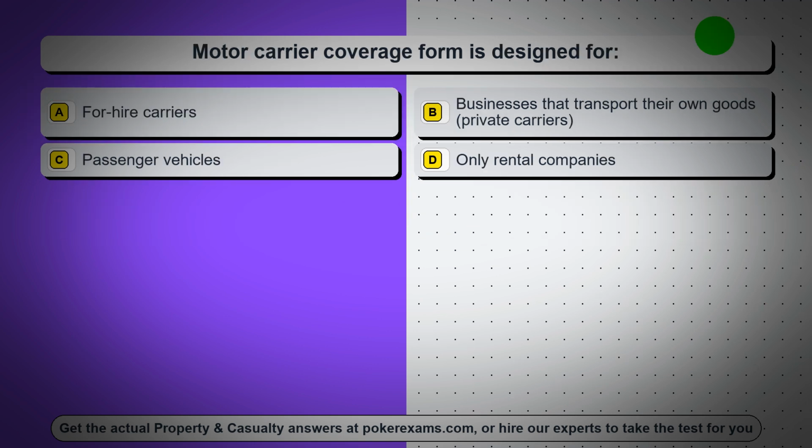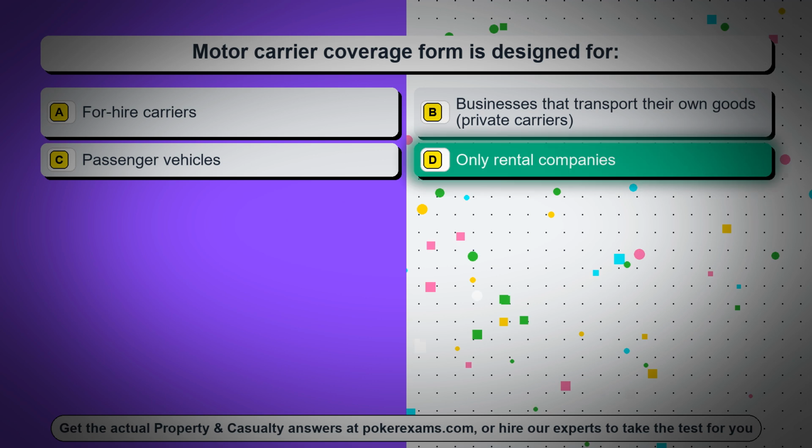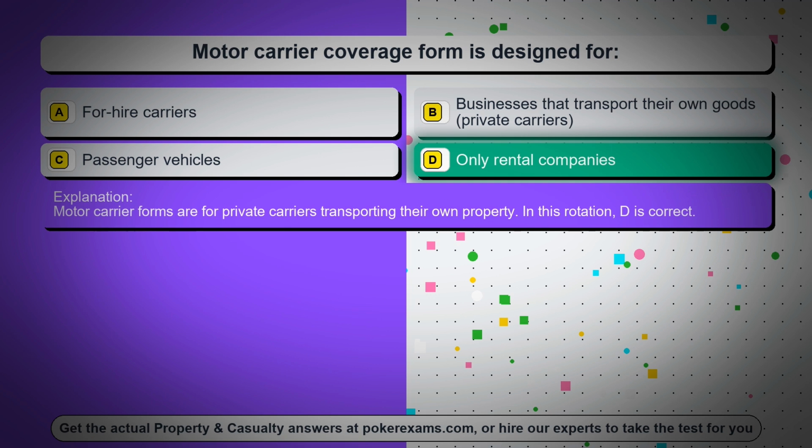Question 79. Motor carrier coverage form is designed for. Option A, for hire carriers. Option B, businesses that transport their own goods, private carriers. Option C, passenger vehicles. Option D, only rental companies. The correct answer is option D, only rental companies. Motor carrier forms are for private carriers transporting their own property. In this rotation, D is correct.